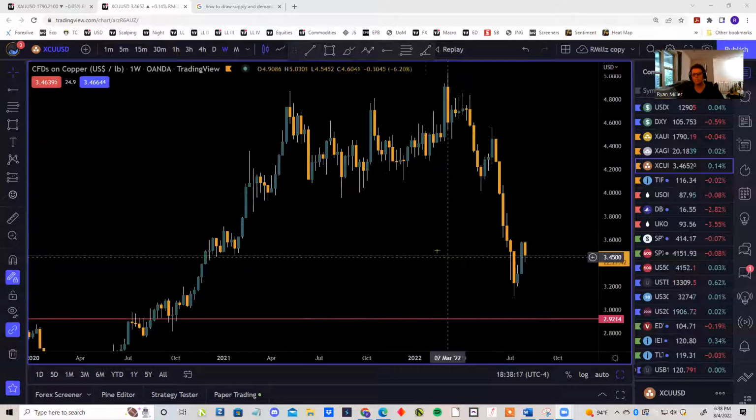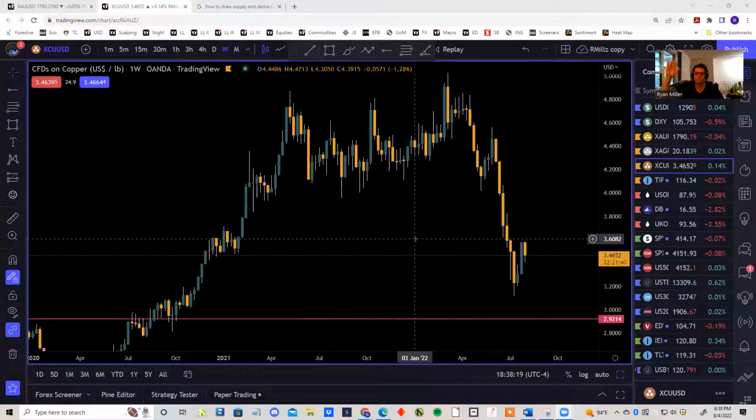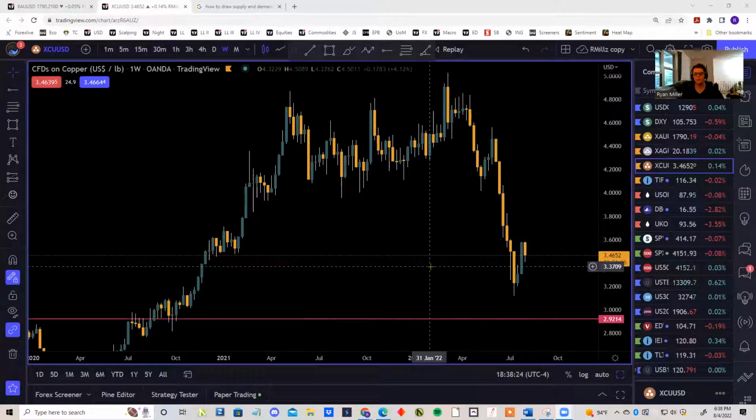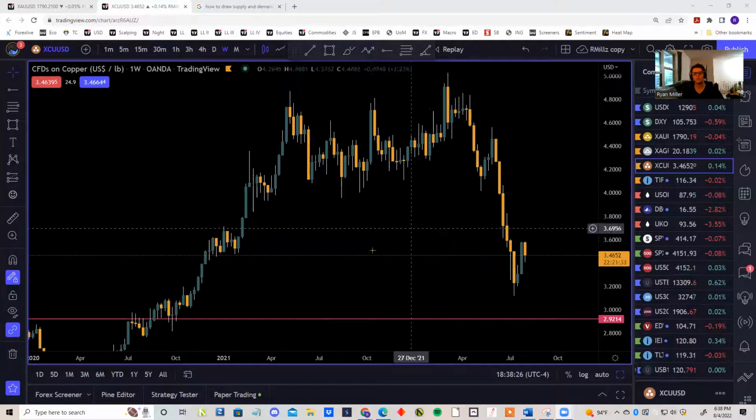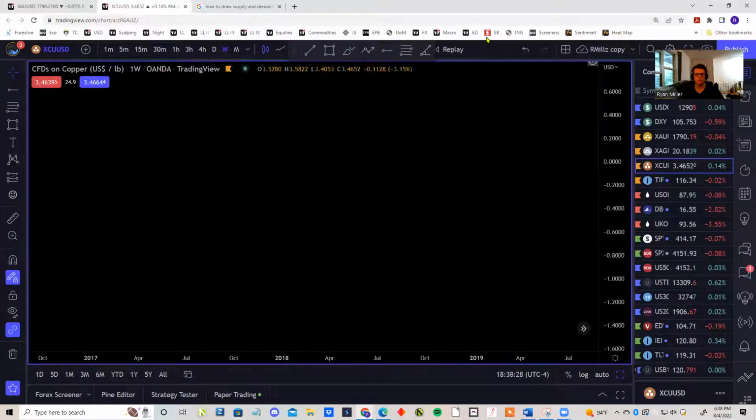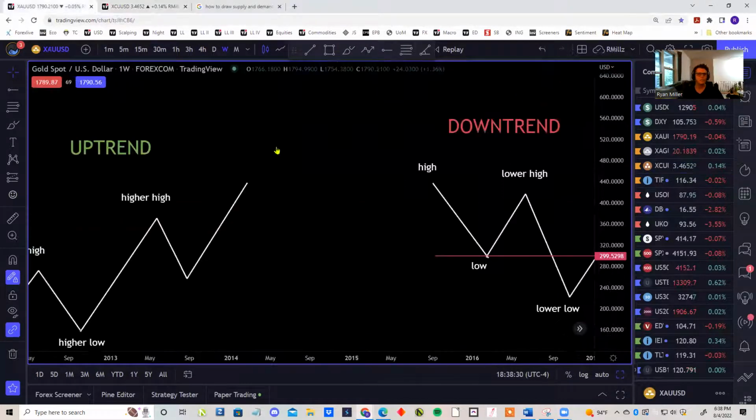Okay, so we're going to look at basic market structure. As we know, the market doesn't move in a straight line. It moves up, down, up, down. There's buyers and sellers, right, that are battling out. They create these big inflection points in the market. And that's what we're going to analyze right now.